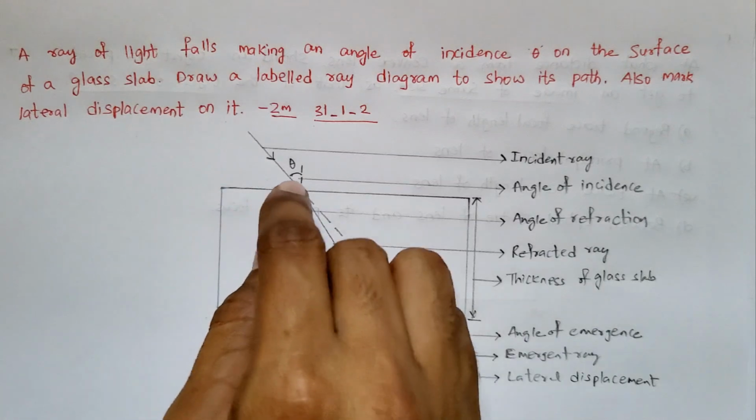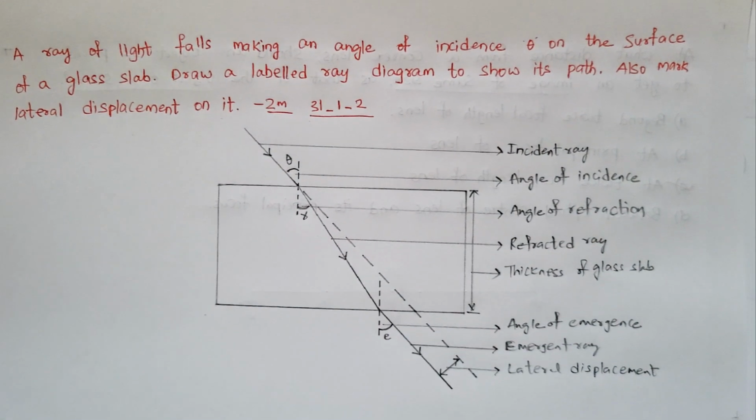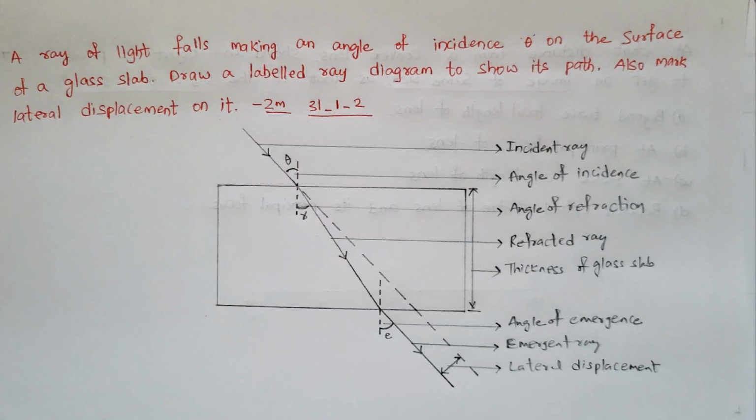So now if you look at this diagram, it is a neatly labelled ray diagram showing the path of the incident light ray making an angle theta with the rectangular glass slab. So if we draw the diagram like this and if we mention all parts like this, the examiner will never find any chance to reduce even half a mark. This is the best way of drawing the diagram of the rectangular glass slab showing the path of the incident light ray.